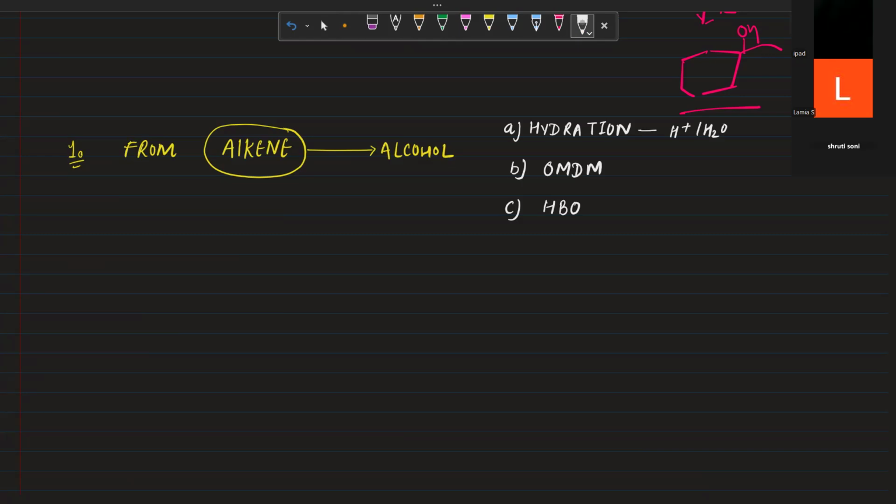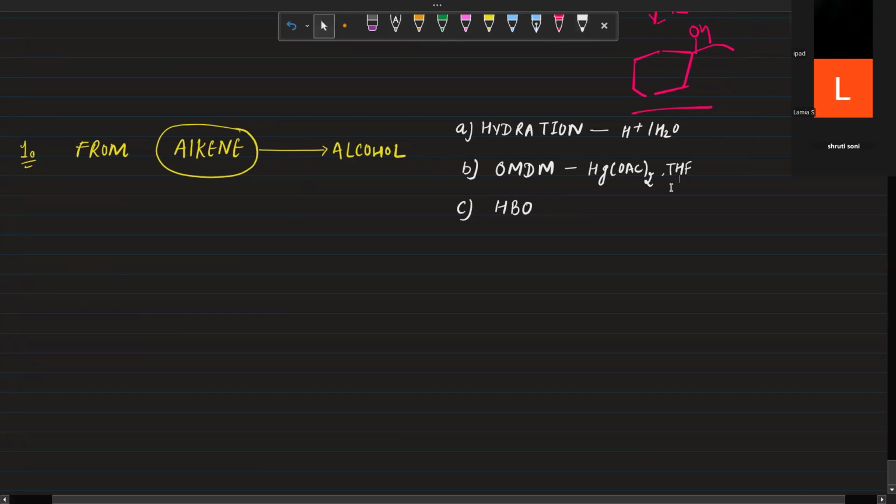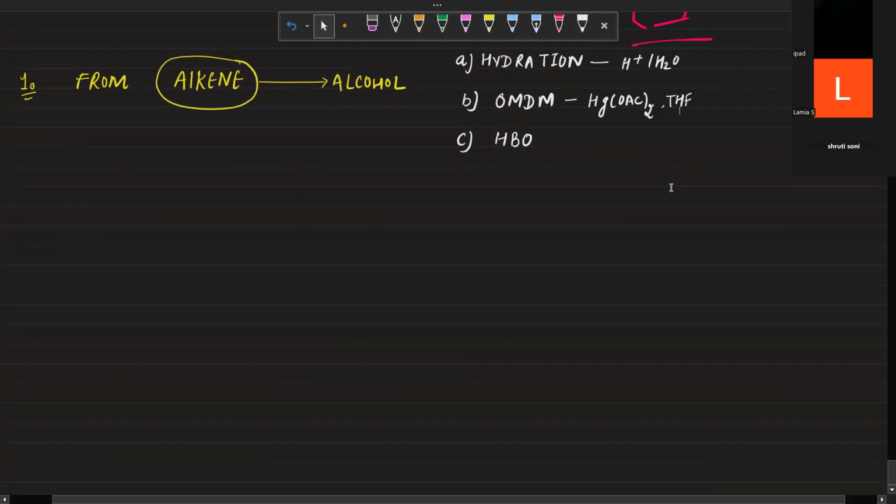Great. And in the case of oxymercuration-demercuration, I don't remember the name. It's mercury and then OAc twice, and THF, then NaBH4. Oh, sorry, that's for the last one, hydroboration.